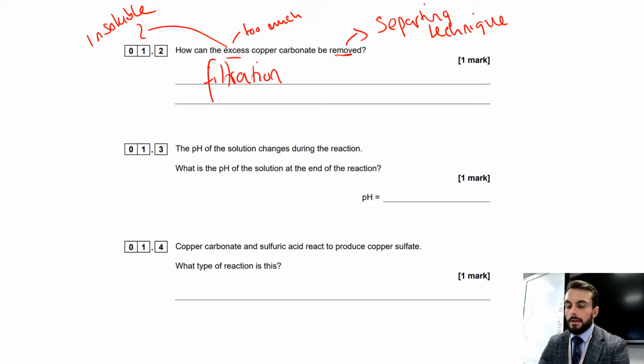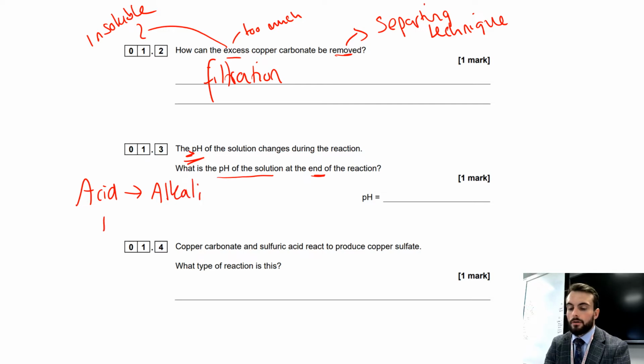Easy enough. Next one, the pH of the solution changes during the reaction. What is the pH of the solution at the end? First thing is talking about acid alkali, isn't it? Remember the pH scale, acid over to alkali, and your scale was numbers 1 to 14. So what number on that scale is it? Now, if you remember back to the previous question, I already told you that it was a neutralisation reaction where we've got an alkali reacting with an acid, neutralising each other. What number is neutral? What number is smack bang in the middle?